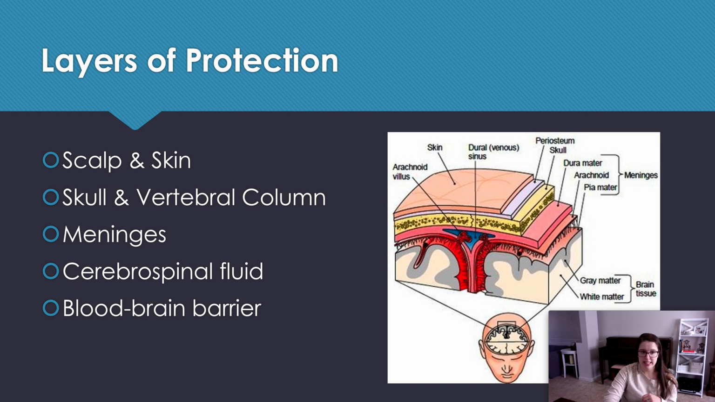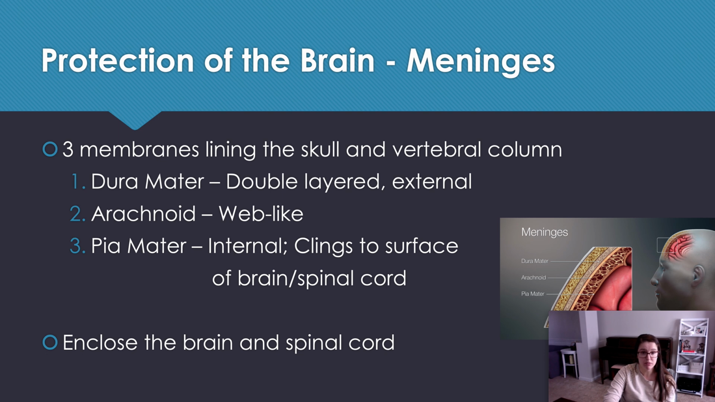I'm not talking about the scalp and skin, not talking about the skull or vertebral column, because we've already had our integumentary unit and we've already had our skeletal unit. So I want to get into the protective measures that we haven't got much background on. When it comes to the meninges, like I said, we've got these 3 layers. The outermost external layer is the dura mater, and it's a doubled layer. Just below that, we have the arachnoid.